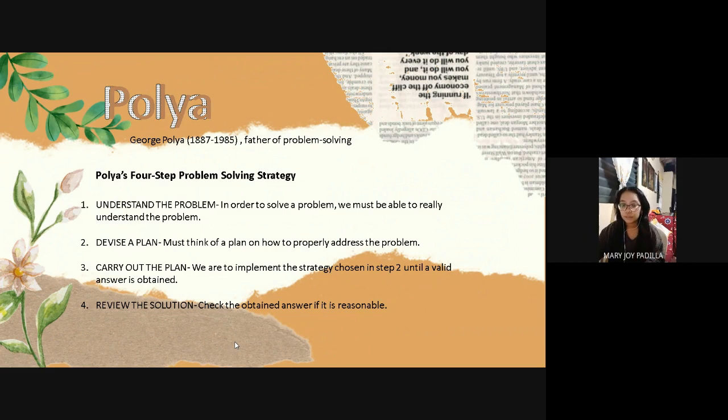Kasi if ever na magkamali tayo sa review, if ever na mali yung sagot, iba yung sagot sa solution, ibig sabihin may mali na tayong nagawa sa carry out the plan. So, hindi siya compatible. So, mali yung answer mo. So, dapat ay magkaparehas yung sagot ng carry out the plan mo and the review the solution.